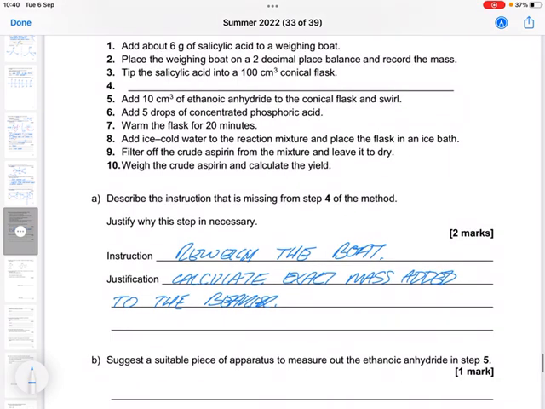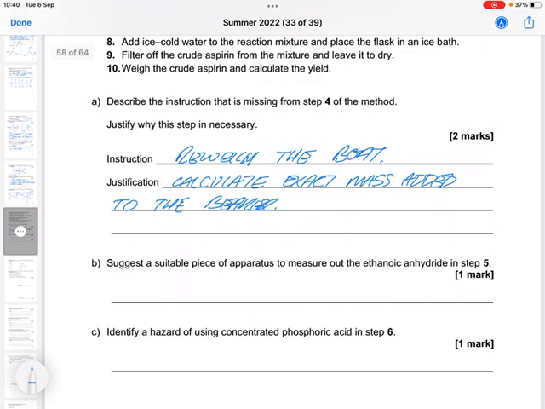Okay. B suggests a suitable piece of apparatus for measuring out the ethanoic anhydride. So let's have a look how much there is. For 10 centimetres cubed, we would need to use a small one, a 10 centimetre cubed measuring cylinder. You couldn't use a 250 because the increments are in twos. Alternatives: you could use a 10 centimetre cubed pipette or graduated pipette, or you could use a burette. And then C, concentrated phosphoric acid. Well, that's going to be corrosive because it's a concentrated acid.